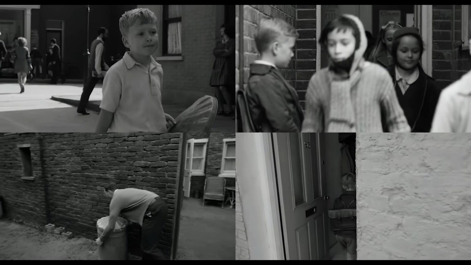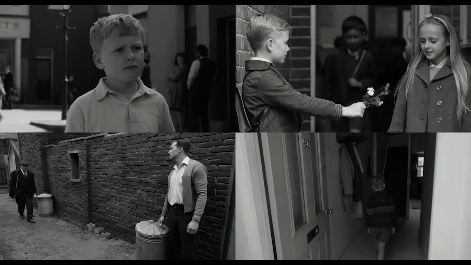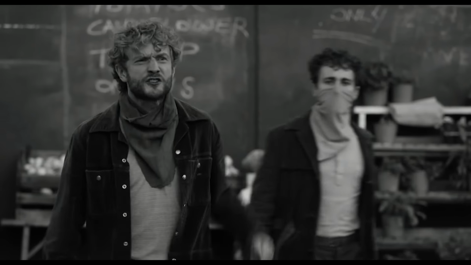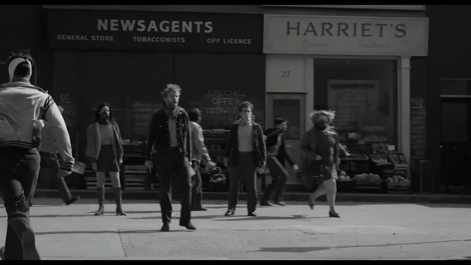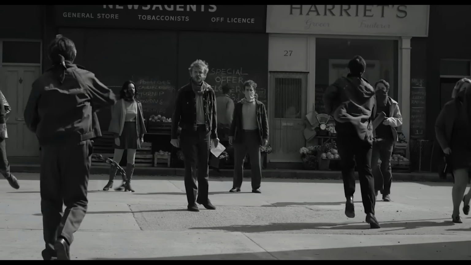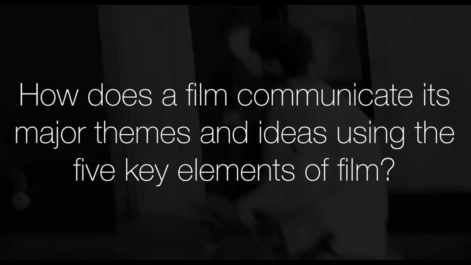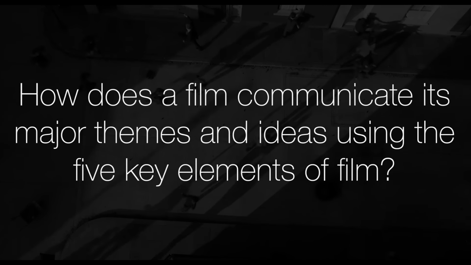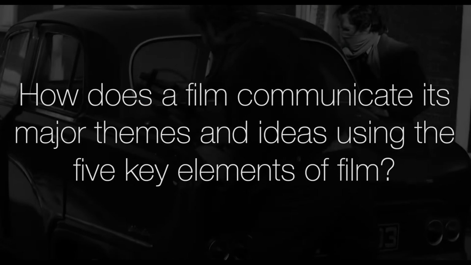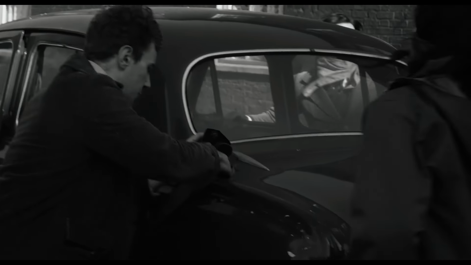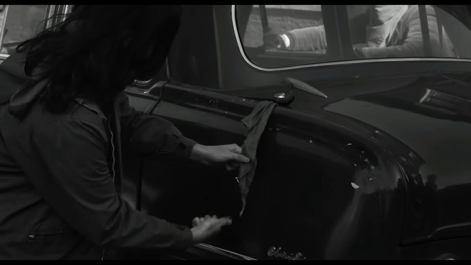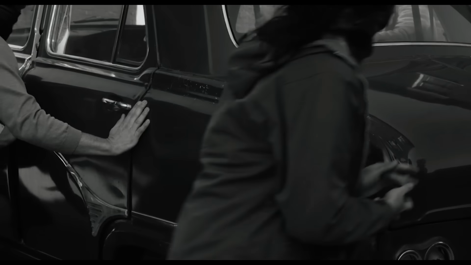We could go on, but this demonstrates how we can analyse film from two different perspectives. The wide shot, talking holistically and about the aesthetic as a whole, and then close up on a beat by beat basis. And if you think back to our original question, how does a film communicate its major themes and ideas using the 5 key elements of film? If you follow the 3 steps, you should find the more you practice the skill, the more you'll find yourself analysing without even trying, and you'll appreciate film on a whole new level.